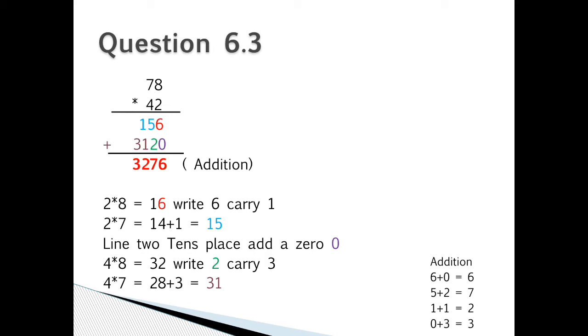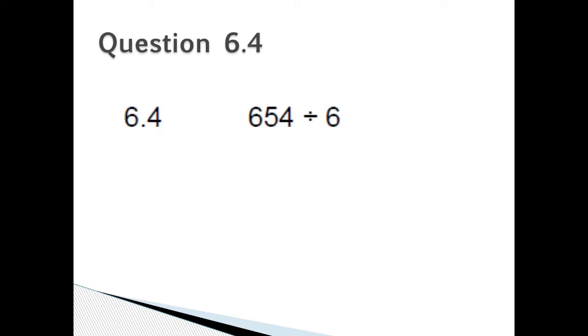Then you go 4 times 8 is equal to 32. Write down the 2, carry the 3. 4 times 7 is equal to 28, plus the 3 that was carried is equal to 31. You then add the two numbers. 6 plus 0 is equal to 6. 5 plus 2 is equal to 7. 1 plus 1 is equal to 2. And 0 plus 3 is equal to 3. So the correct answer is 3,276. 654 divided by 6.